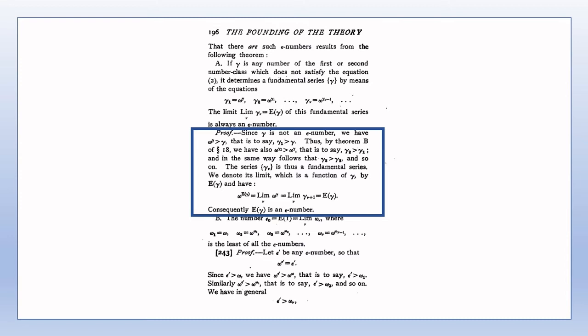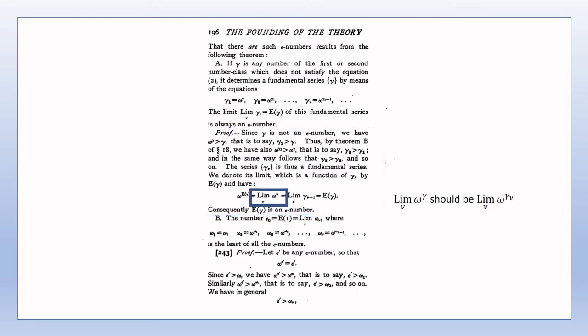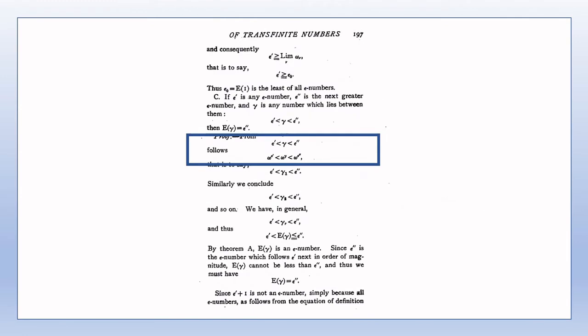The proofs of theorems A and B present no real difficulties. However, there is a small typographical error on page 196 which is shown on the screen now. For the proof of theorem C, from epsilon primed less than gamma less than epsilon double primed, it follows from theorem B of section 18 that omega to the power of epsilon primed is less than omega to the power of gamma, which is less than omega to the power of epsilon double primed. Theorem C and its proof are straightforward.